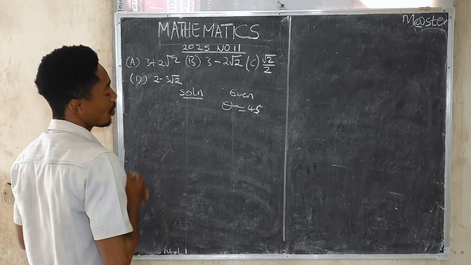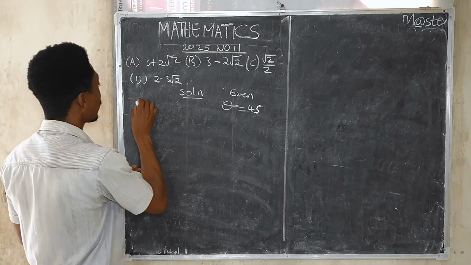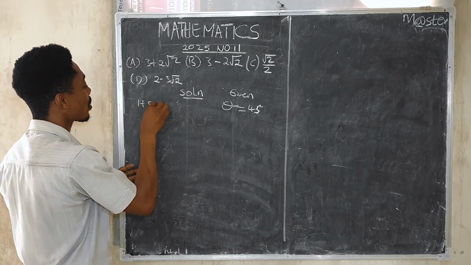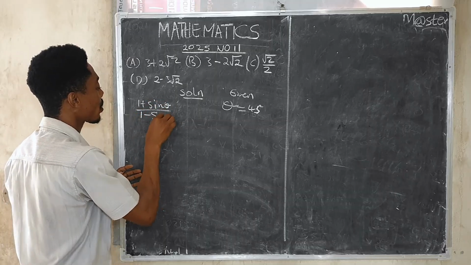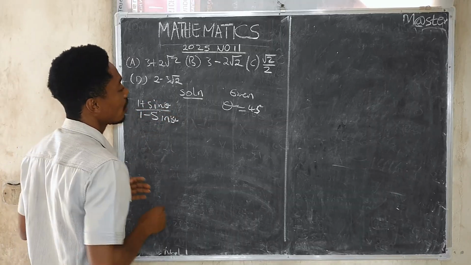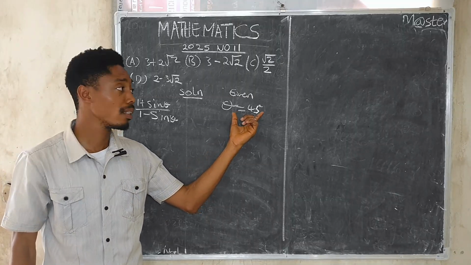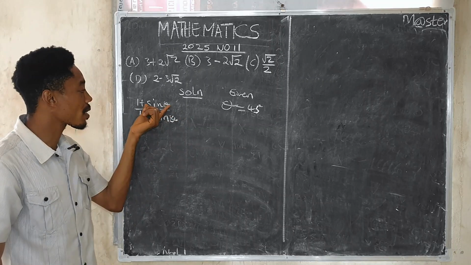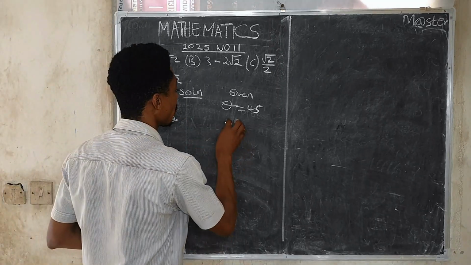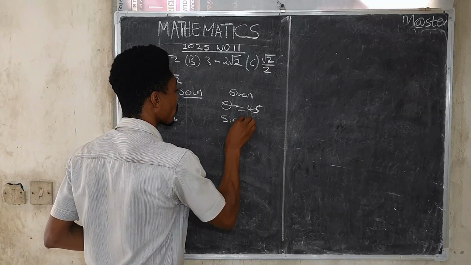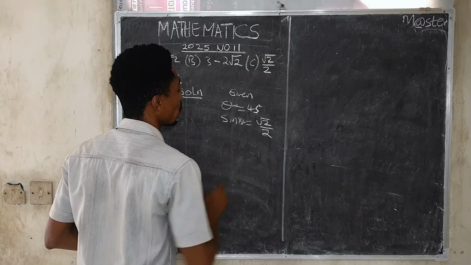Another thing you should note is what we're evaluating: we are finding 1 plus sine theta all over 1 minus sine theta. The next thing, from the angle we've been given, what is the value of sine theta? From special angles, sine theta is given as root 2 over 2.